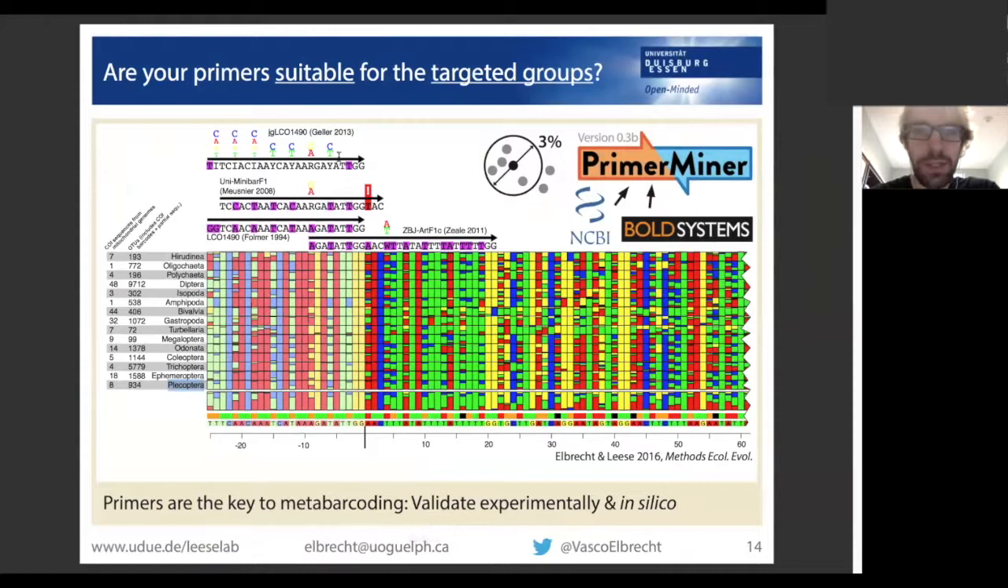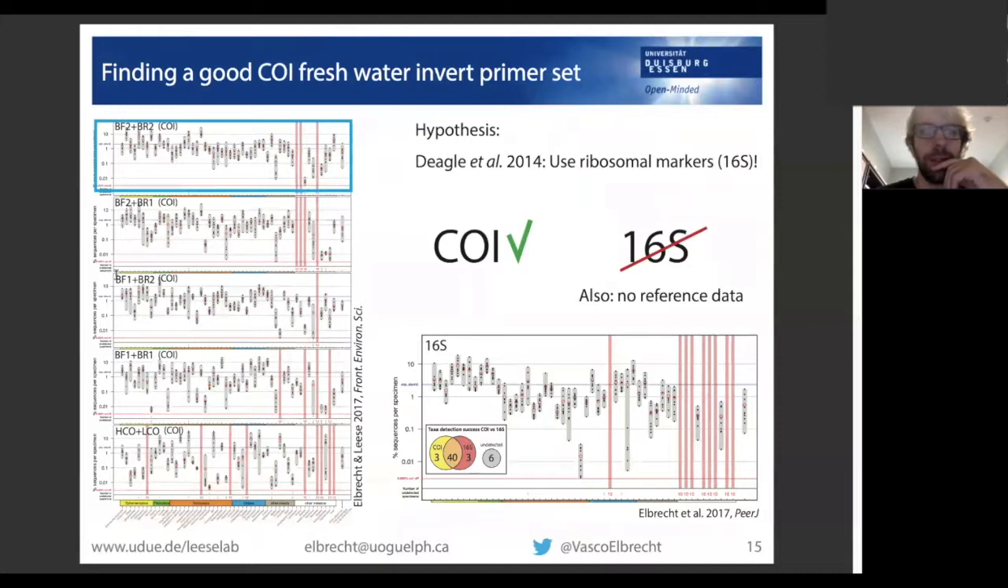So they have a C or a T here, and this means that they match this variable position better. So it's kind of putting variability in your primers to match the variability of the gene region we want to amplify. And this actually works quite well. So we see here a few primer sets which have this variability, and we see the same plots from before.